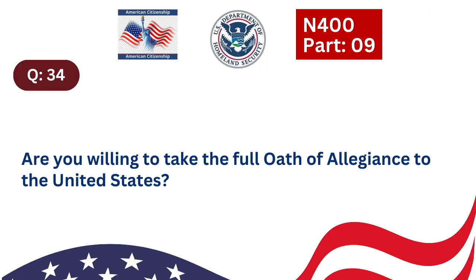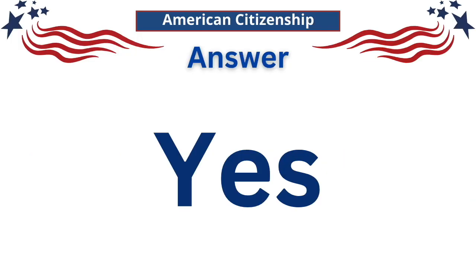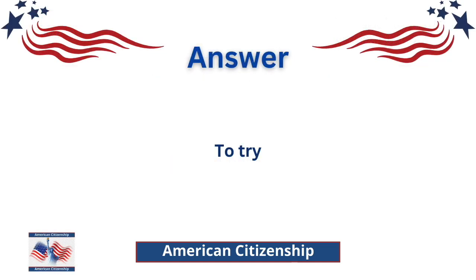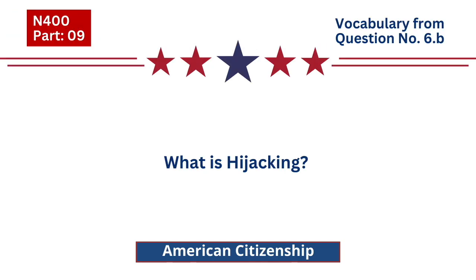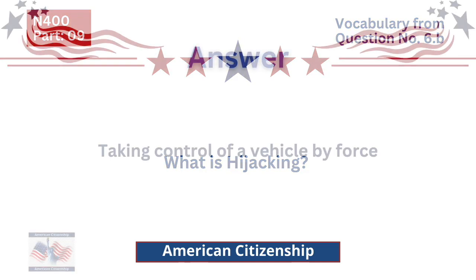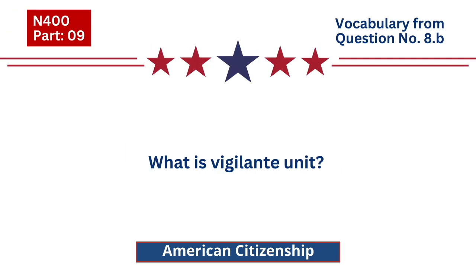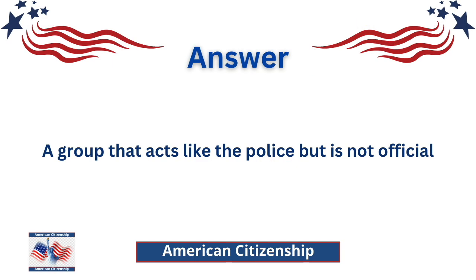Are you willing to take the full oath of allegiance to the United States? Yes. Define attempt. To try. What is hijacking? Taking control of a vehicle by force. What is vigilante unit? A group that acts like the police, but is not official.